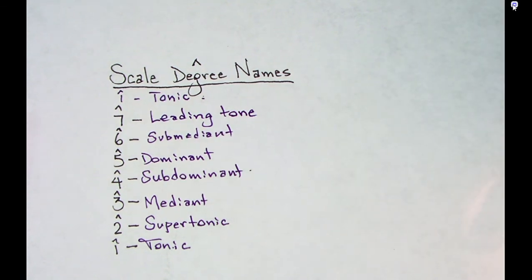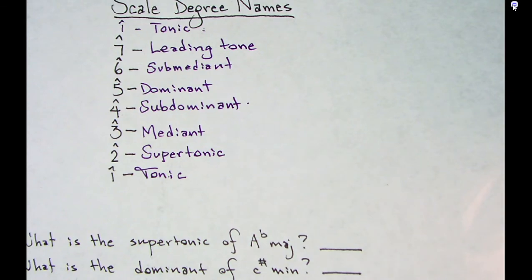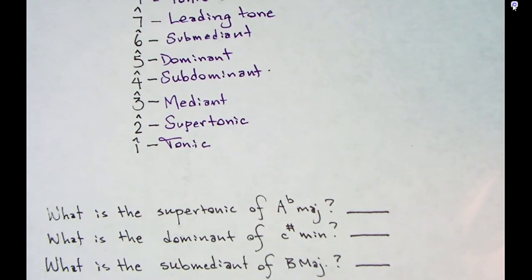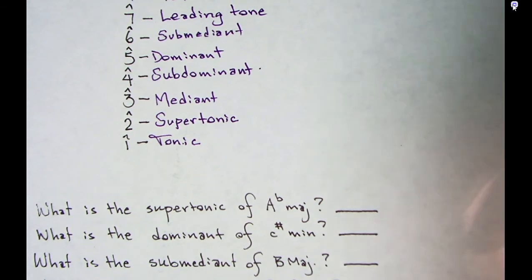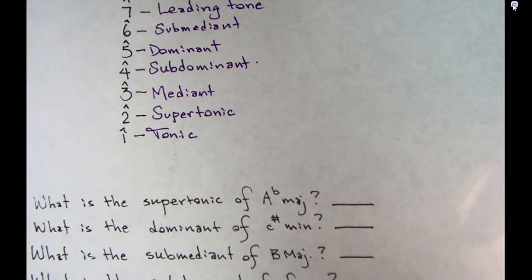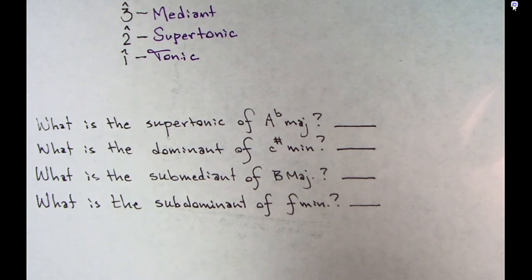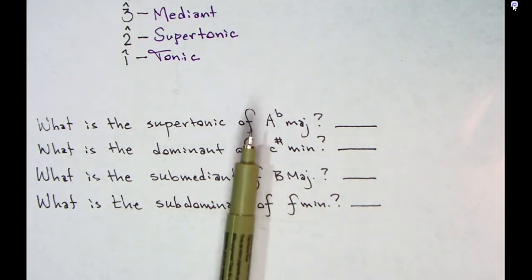Now, let's put that into practice. So you have to memorize those guys. However you need to do that, just memorize those names. It applies to major and minor keys. Your key name, remember, is your tonic. So if you're in major or minor, it doesn't matter. The key name is the tonic. So when I ask for one of these in a given key, that key name is tonic.